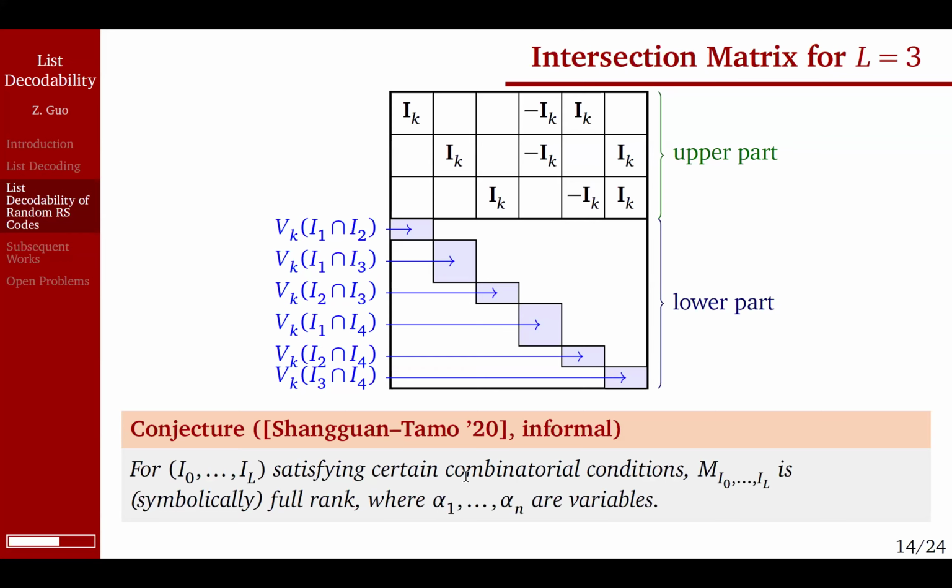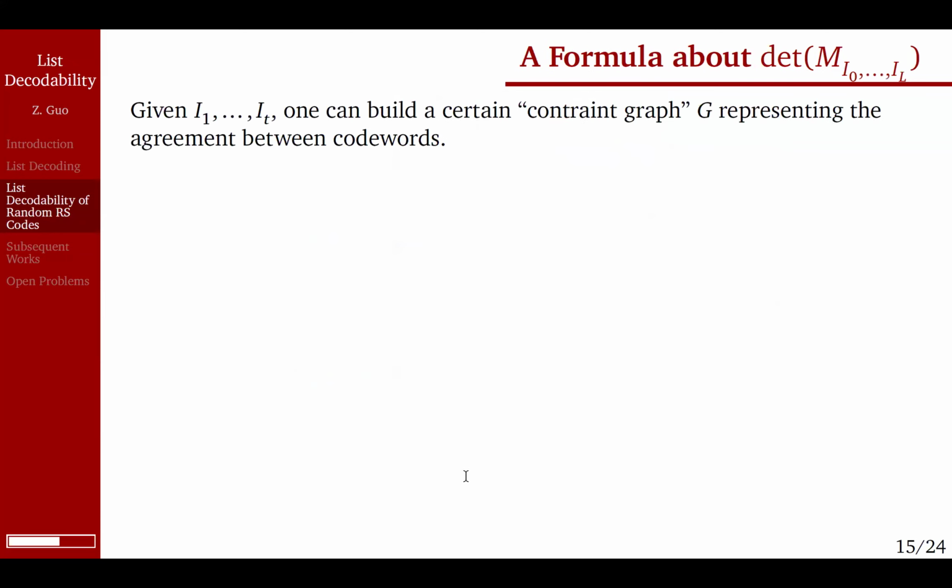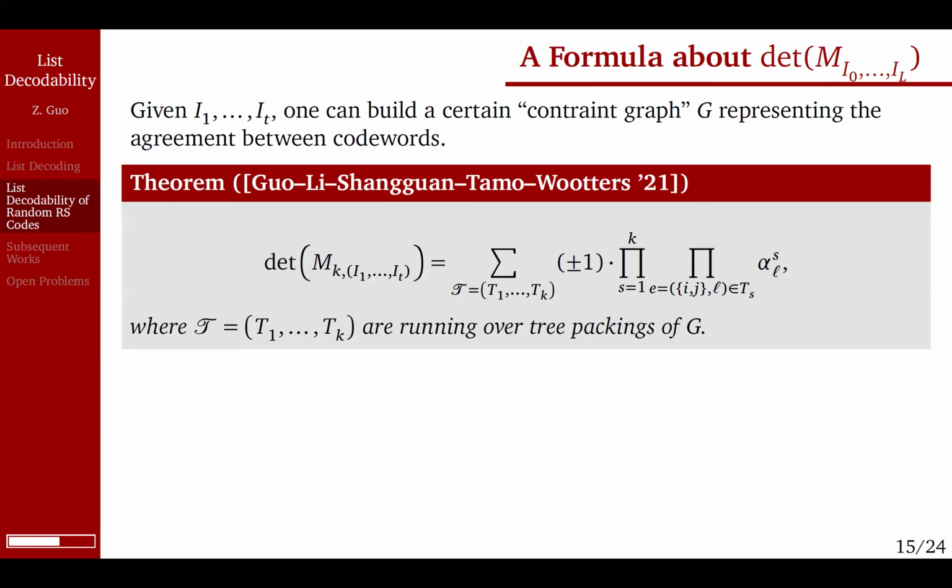Now, they prove that this is true for L equals 2 and 3. Yeah, the latter is more complicated. So in the follow-up paper, we look at what this determinant looks like. This is called the Schwartz-Zippel... we look at in general what this determinant looks like.